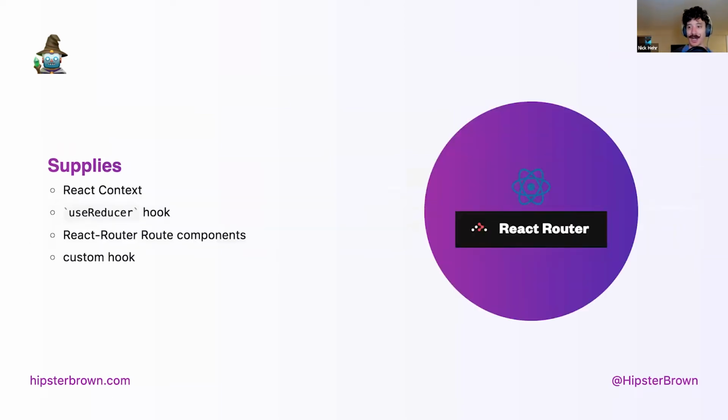And we're going to use a couple of supplies along the way. So we have React context. We have the useReducer hook from React. We have the Route components from React Router, which is also our routing library of choice at Betterment. And then we have a custom hook we're going to use to implement a lot of our functionality. And so if you've never used React or are not familiar with React and React Router, I'll do my best to give brief descriptions of these concepts along the way.